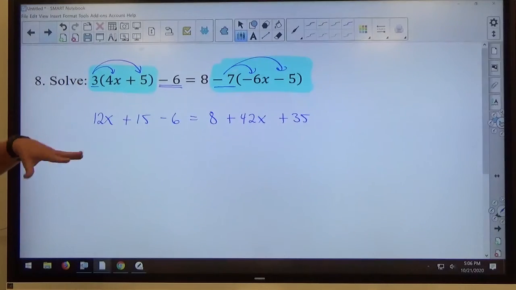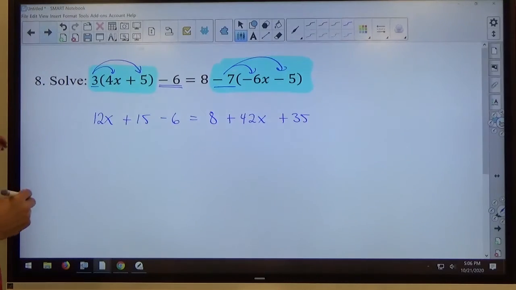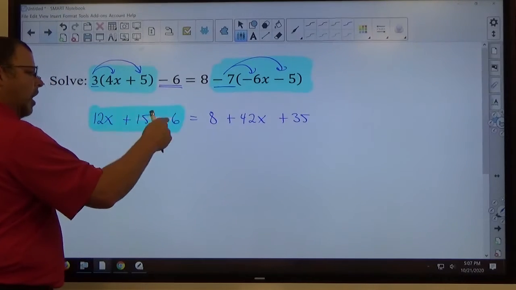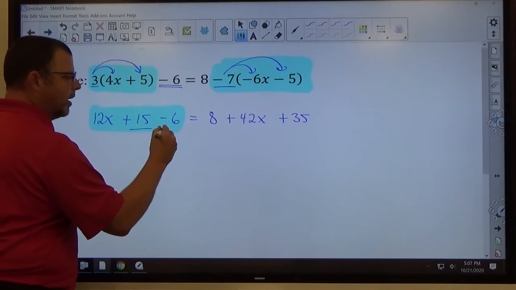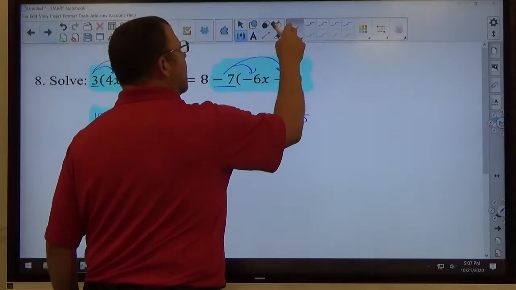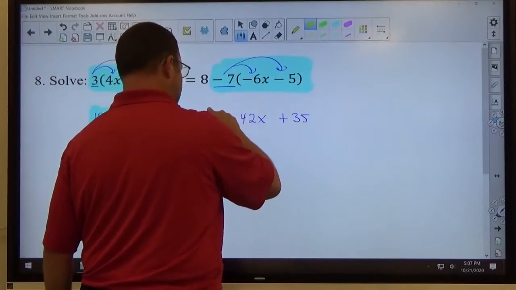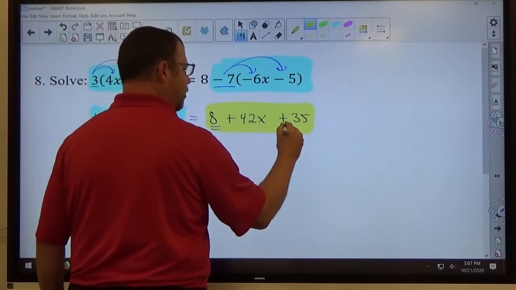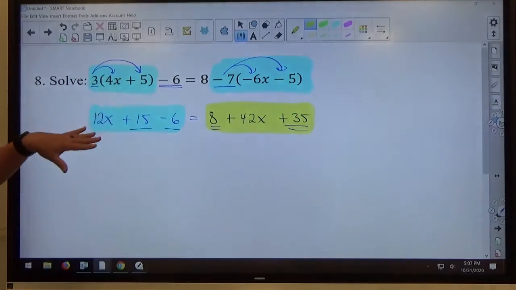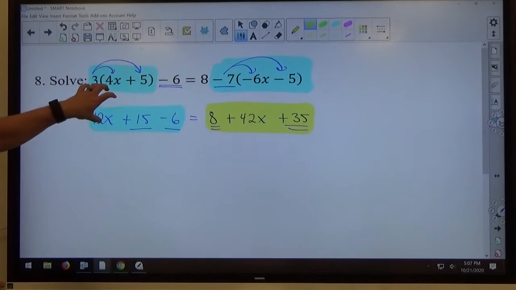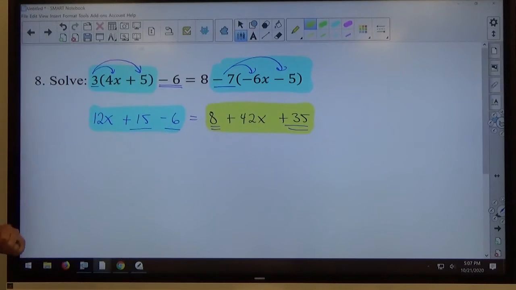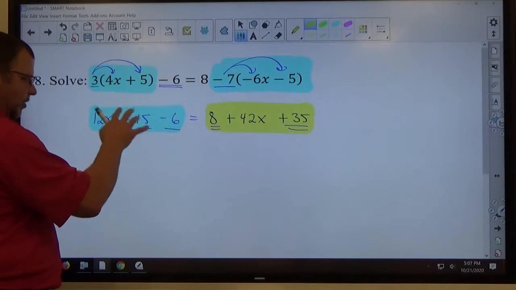Okay, once I've done that, the distributive property got rid of all the parentheses. Now I look on the left-hand side, which is all this stuff. I look for like terms, 15 and negative 6. And on the right-hand side separately, I look for like terms, 8 and 35. All four numbers are regular numbers, but 2 are on the left, they interact with each other. 2 are on the right, they interact with each other. So they don't work together right now. We've just got separate things here.